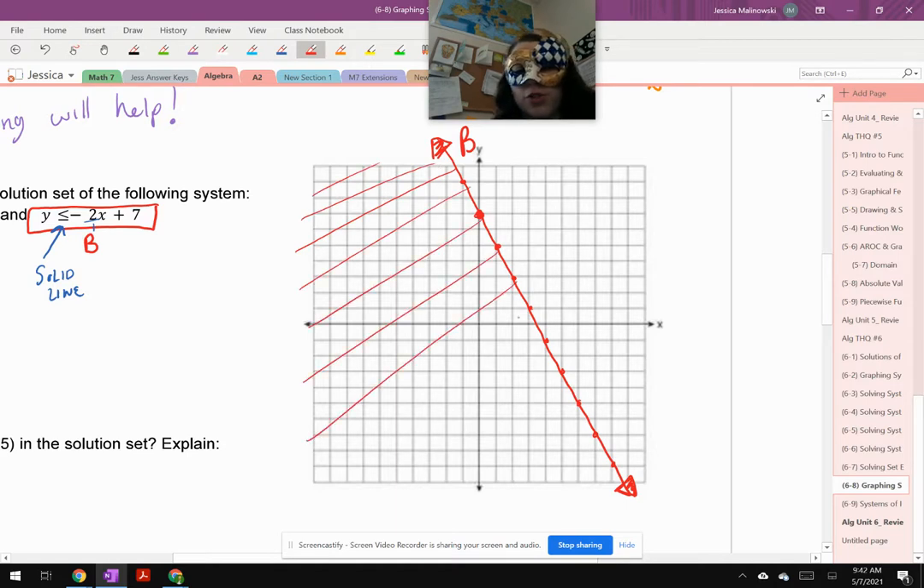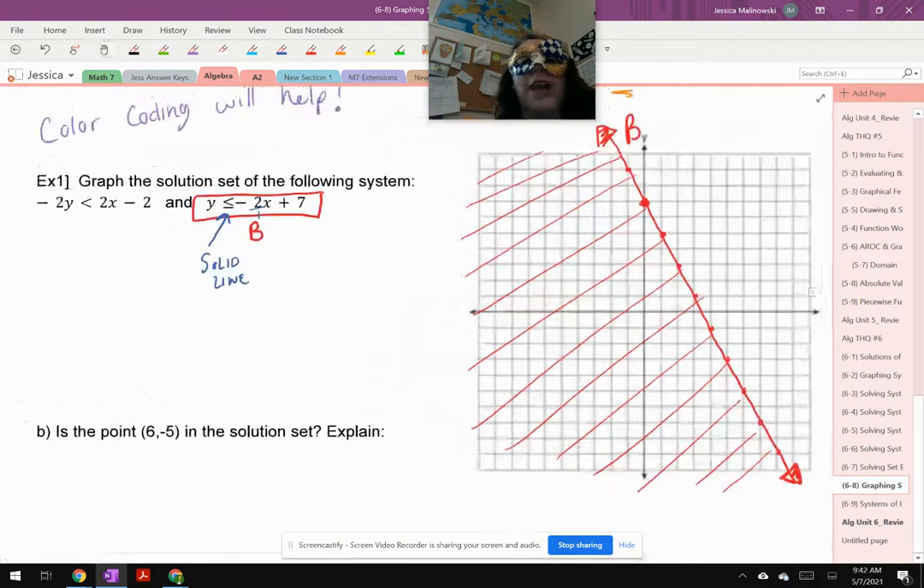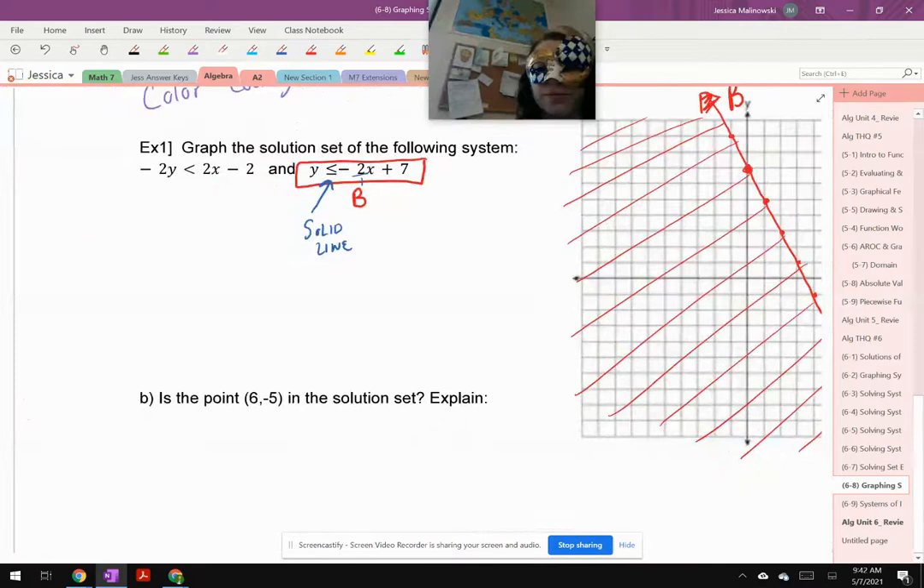Because you're going to be putting two of these on here, you really want to make sure that you're not just scribbling it in, because you're going to need to be able to tell the difference between the shading for one line and the shading for the other line.